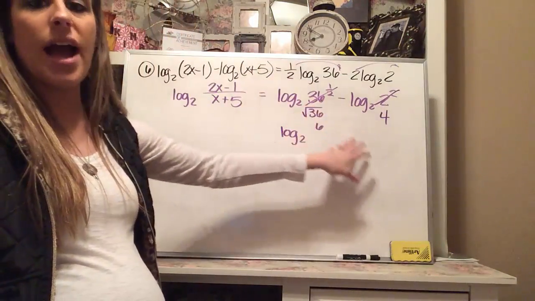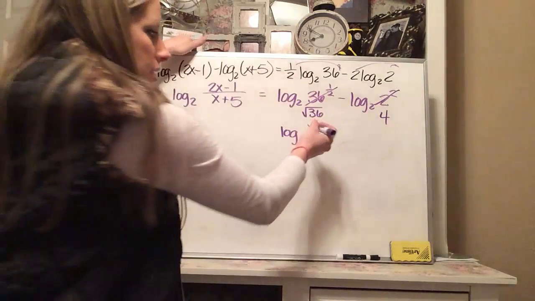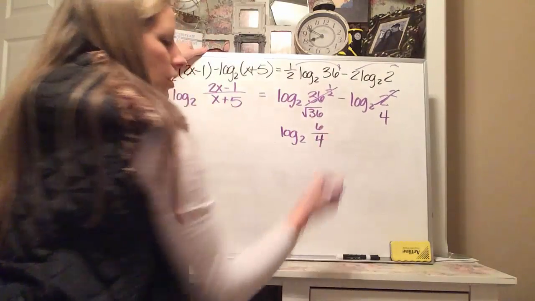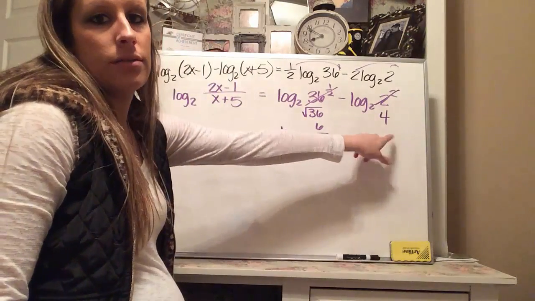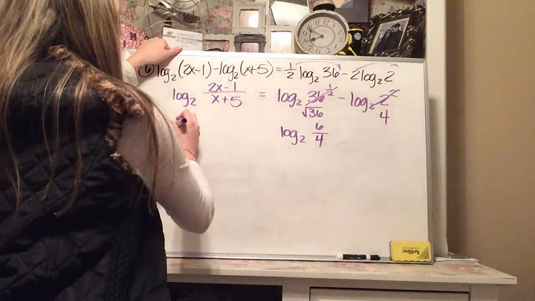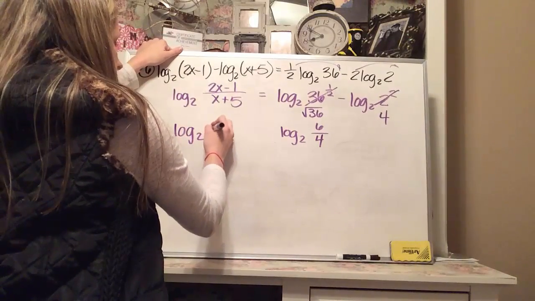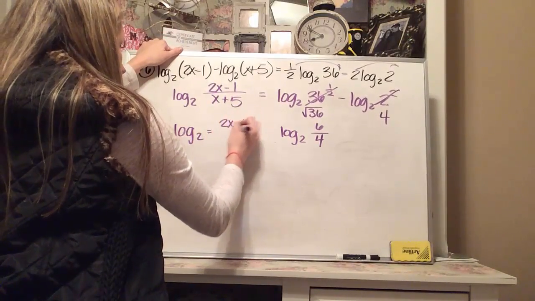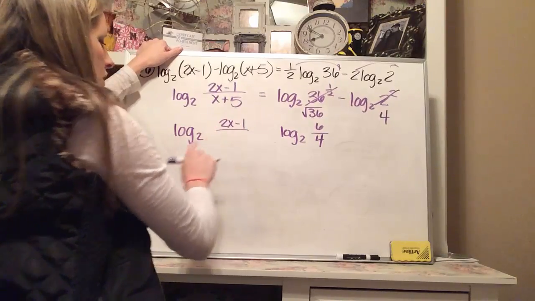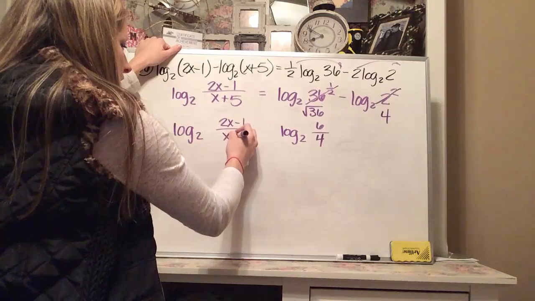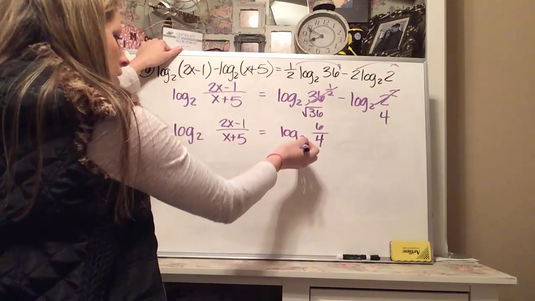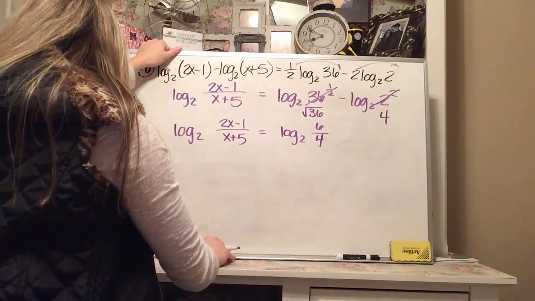Now, if we're subtracting those two, that means we're going to divide. So I'm going to go ahead and divide 6 divided by 4. Alright, so I have log base 2 of (2x minus 1 over x plus 5), I'm sorry, equals log base 2 of 6 over 4.